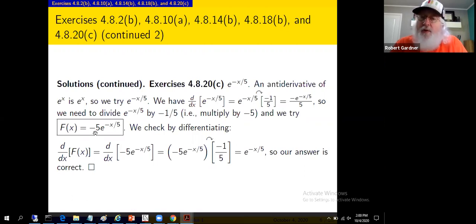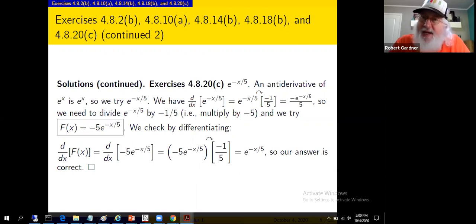Did it work? Check by differentiation. That was their rule. Differentiate -5 e to the -x over 5. The -5 just acts as a constant multiple. Differentiate the exponential, nothing happens. Rewrite the inner, multiply by the derivative of the inner, you get the -1/5. The 5s cancel, the -1s cancel, you get that back. That's right. So there is an antiderivative of the given function.